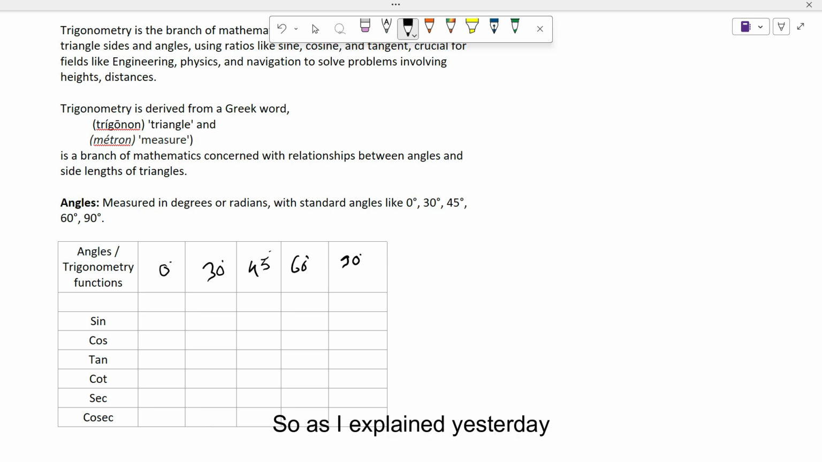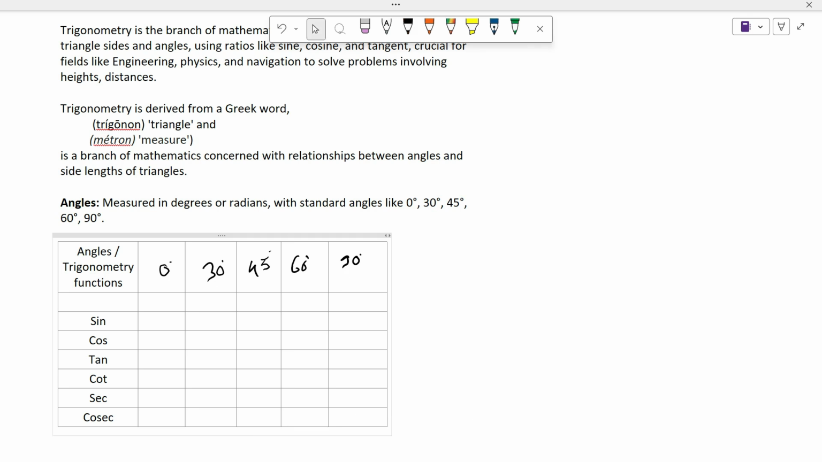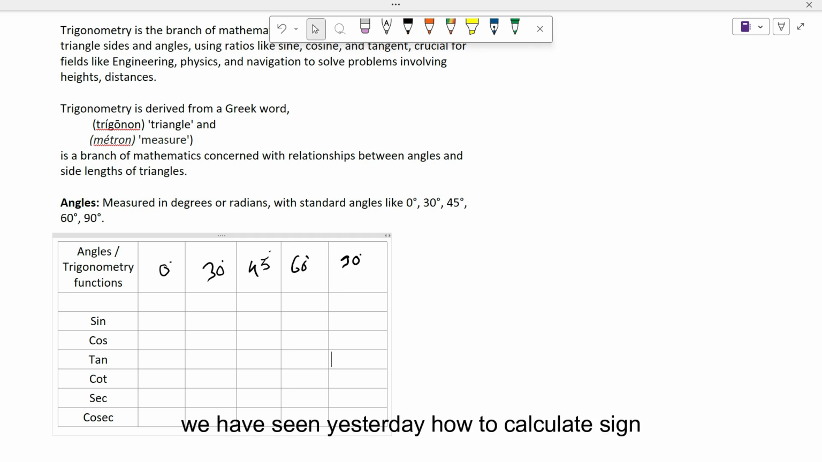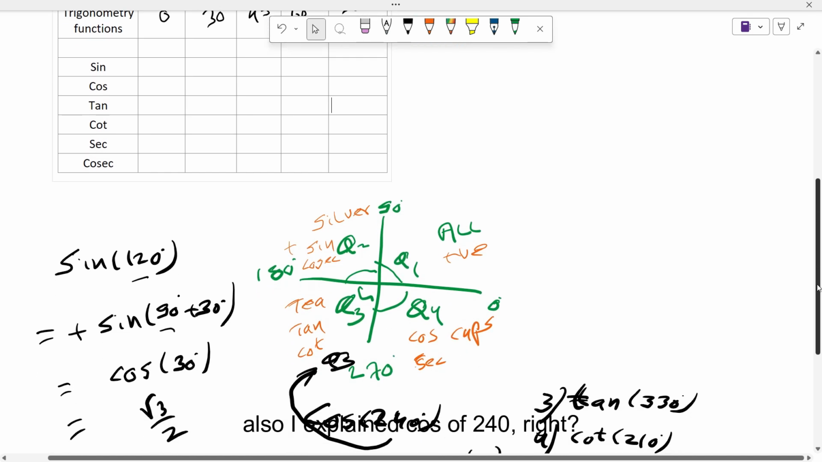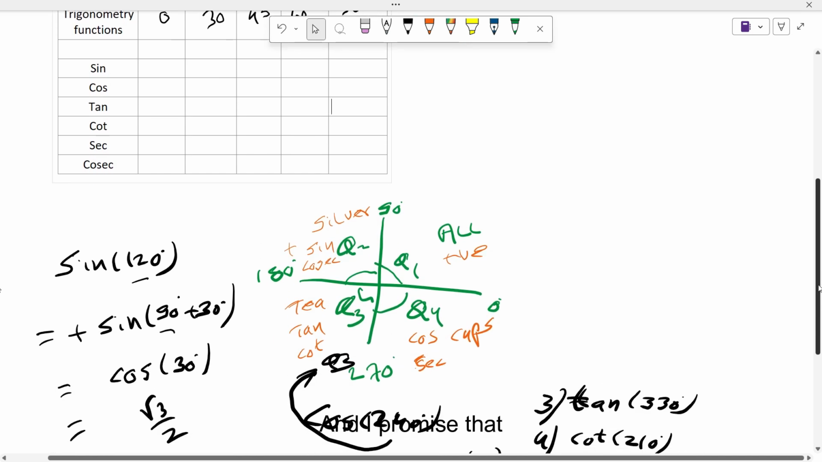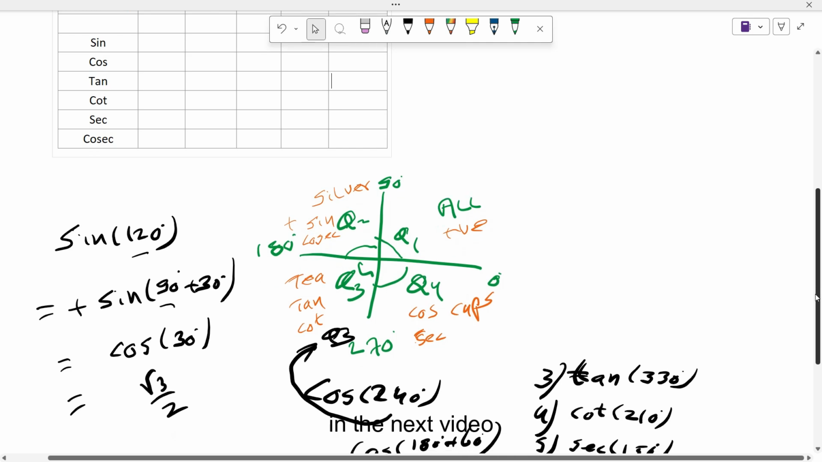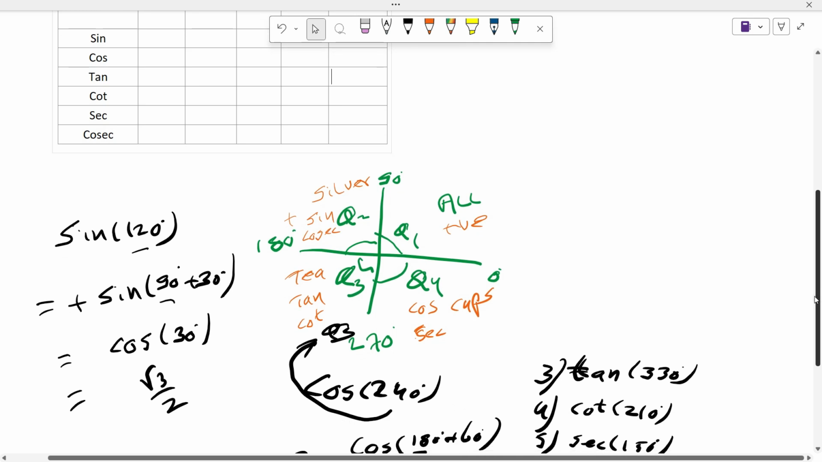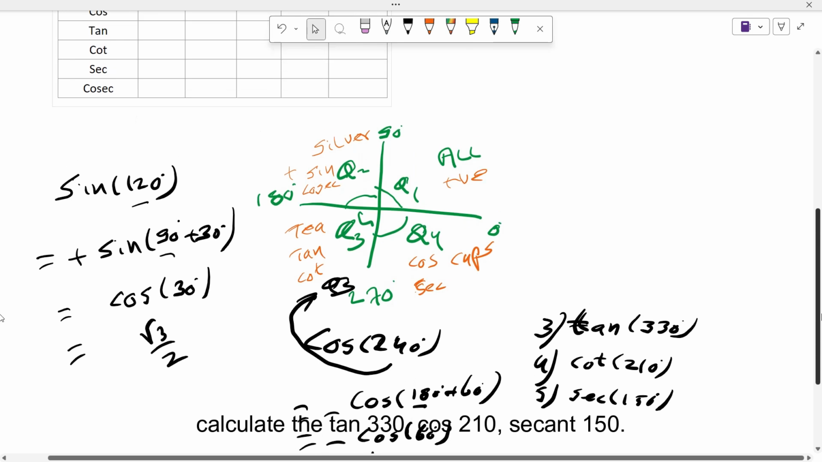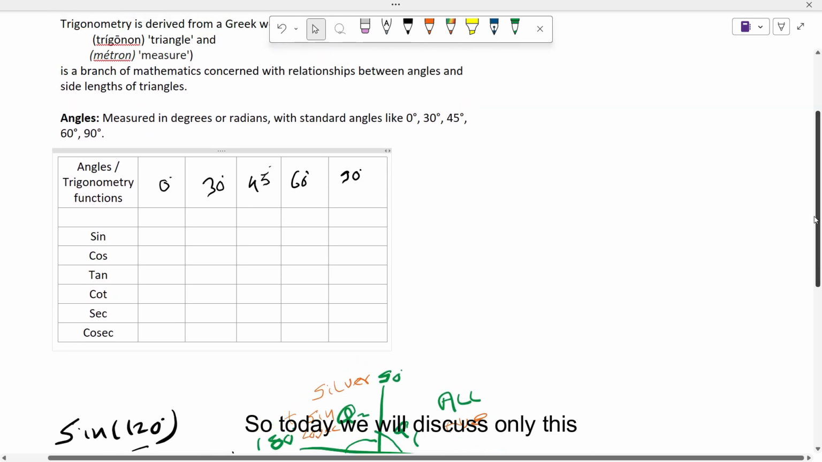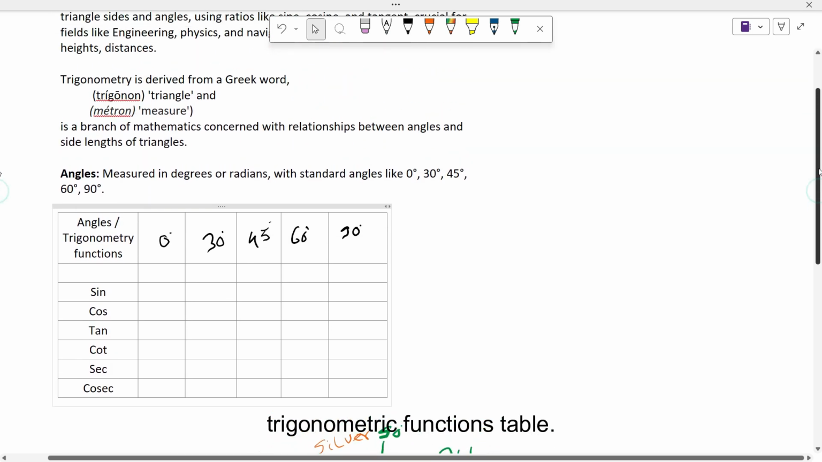As I explained yesterday in the last video, how to calculate different values, right? For example, we saw yesterday how to calculate sine of 120. Also I explained cos of 240, right? And I promise that in the next video I will show you how to calculate tan 330, cot 210, secant 150. So today we will discuss only this trigonometric functions table.